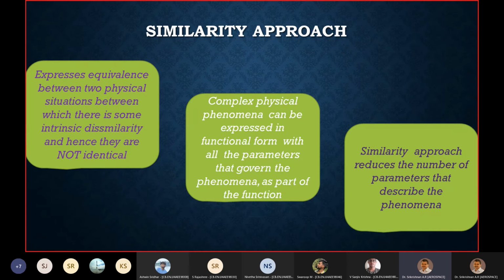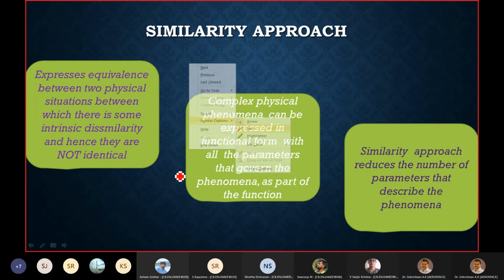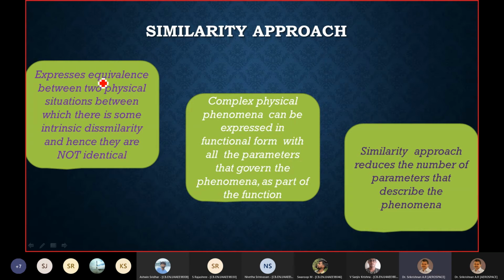Now, how do we generalize the approach? I'm just going box by box. The first one: the whole approach is to express equivalence between two physical situations, two physical phenomena or two physical occurrences, which are similar in a certain way, but not identical, because there is some dissimilarity.